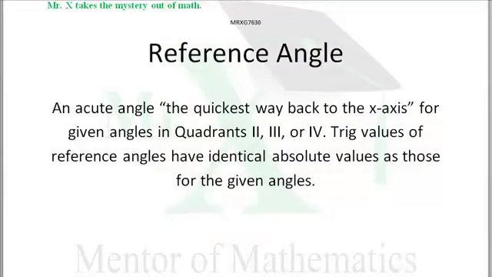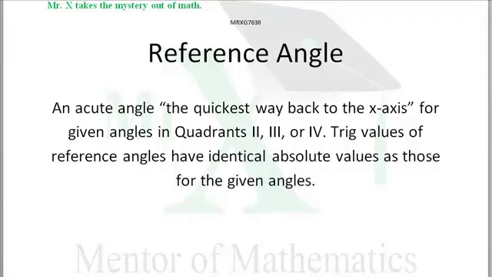I like to describe this as the quickest way back to the x-axis. We use this in trigonometry. We used to use it a lot more when we looked values up in tables, admittedly. But it's a really good idea to reference this reference angle, as it were, because trig values in the different quadrants all have the same absolute value as they have with the reference angle.